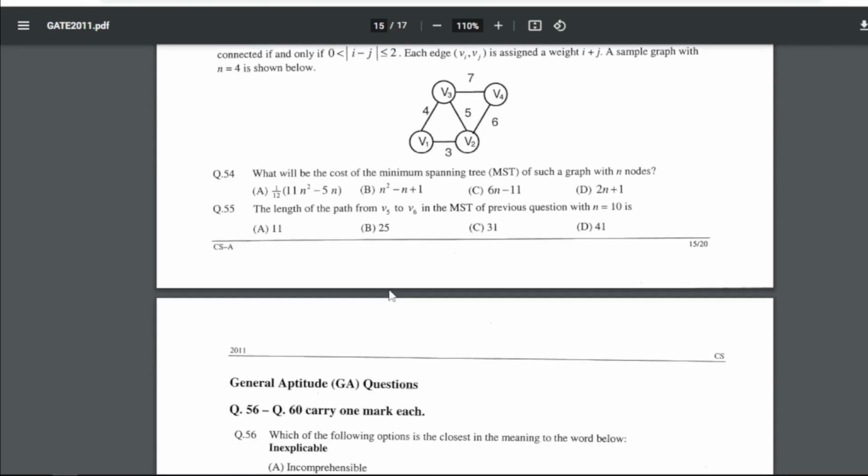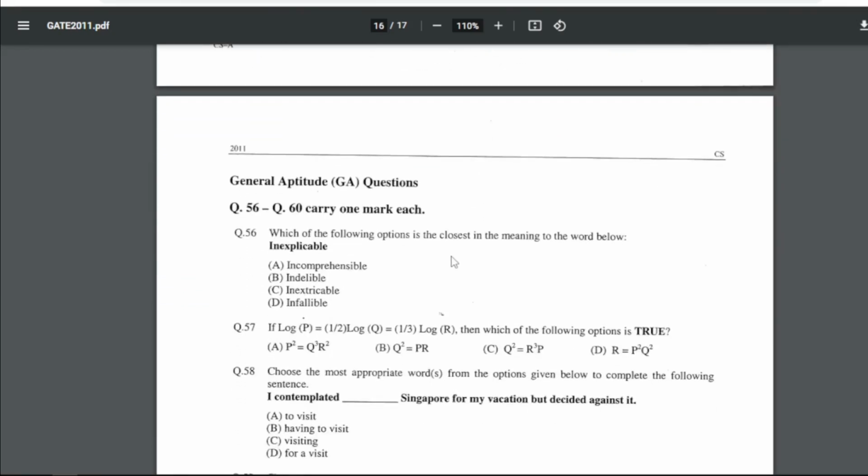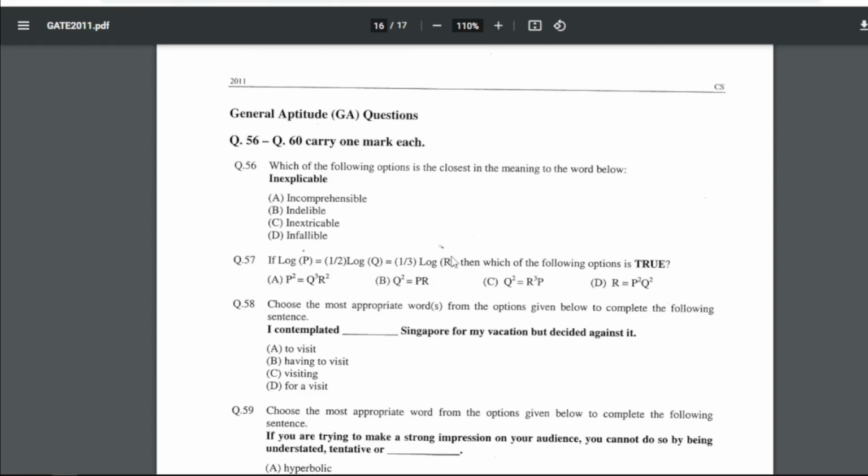55 is: what is the length of the path from V5 to V6 in the MST of the previous question with n = 10? For 55, our answer will be C, that is 31. 56: which of the following options is closest in meaning to the word below, inexplicable? For 56, our answer is A, that is incomprehensible.